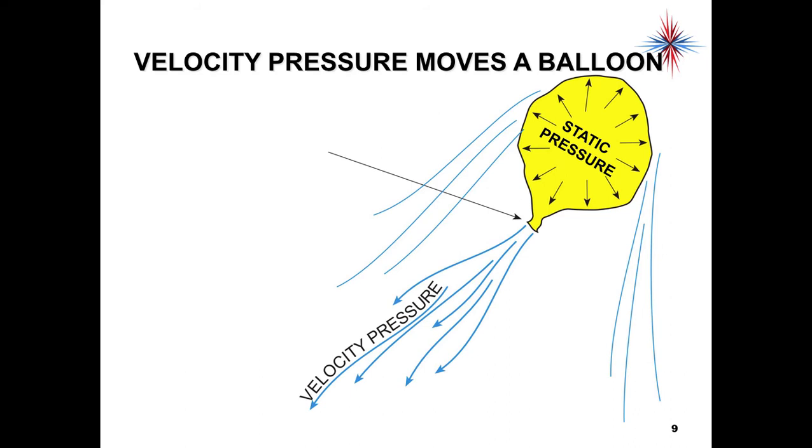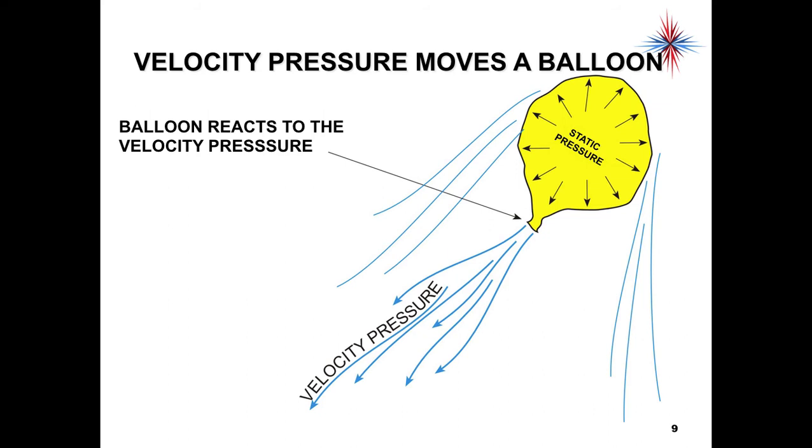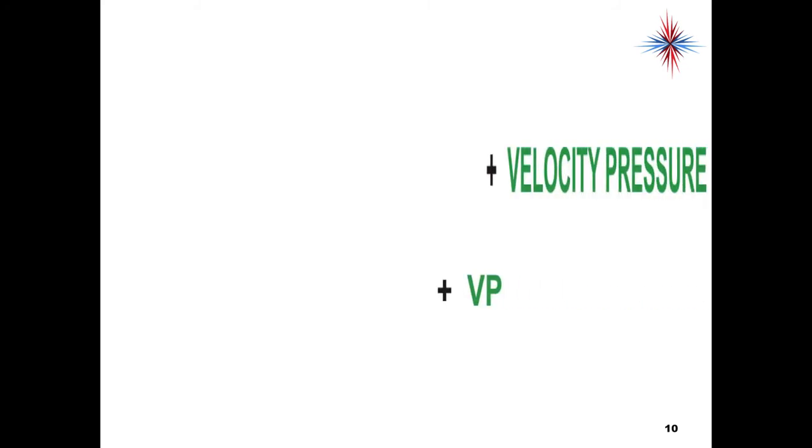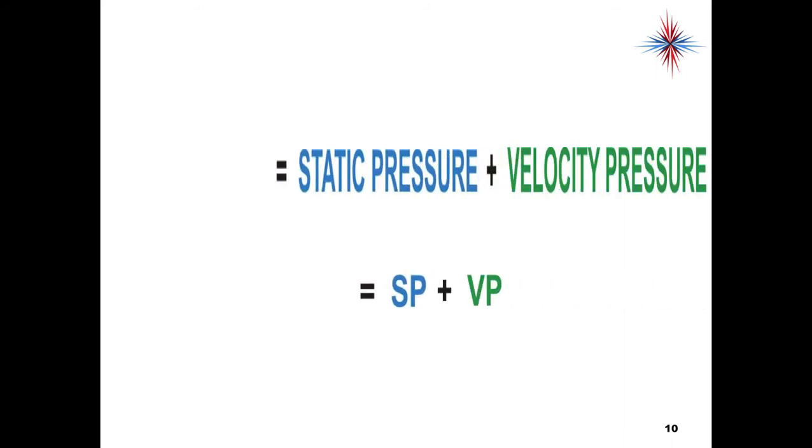Okay, let's go back to our balloon. Velocity pressure, if I untie the end of the balloon, okay, the air that's streaming out is velocity pressure. It's what will make a balloon shoot across a room. Okay, the balloon reacts to the velocity pressure. Velocity pressure is the pressure that is being caused by the air moving. Okay, so I have velocity pressure and I have static pressure.